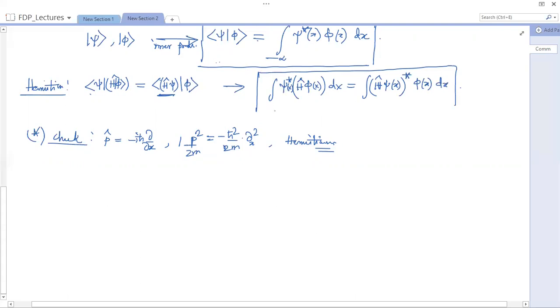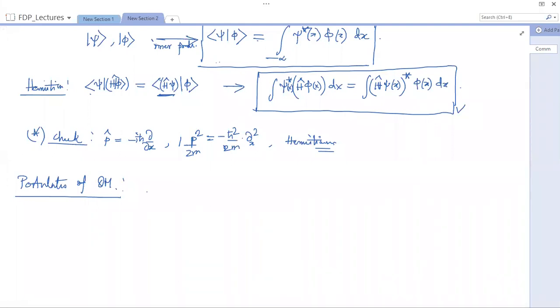Then you can check that all these operators are Hermitian. Now let me mention the postulates. Before the postulates of quantum mechanics, there are some properties of the Hermitian operator, which is important because that comes into the postulate of quantum mechanics. The first postulate of quantum mechanics is all observables are represented by a Hermitian operator.